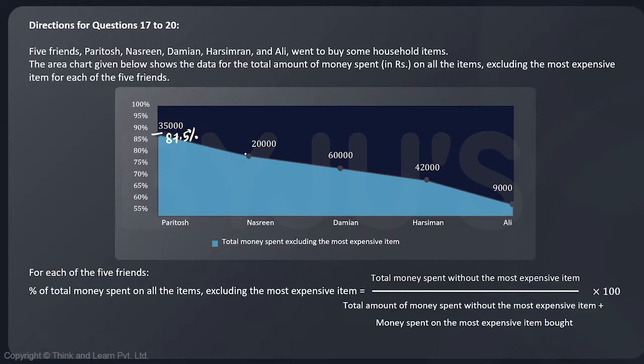Similarly, for Nasreen, the same calculation will yield, this is 80%. Yes, this is 80%. For Damian, this is a little difficult. So you'll have to use your rough sheet and place it on the screen to find out what percentage they denote. So this is 75%. 42,000, this doesn't look a lot low, but we can go for Harsimran and try to find out where it is going to land up.